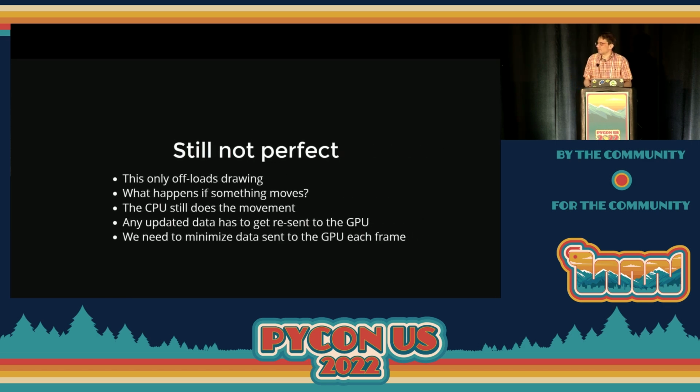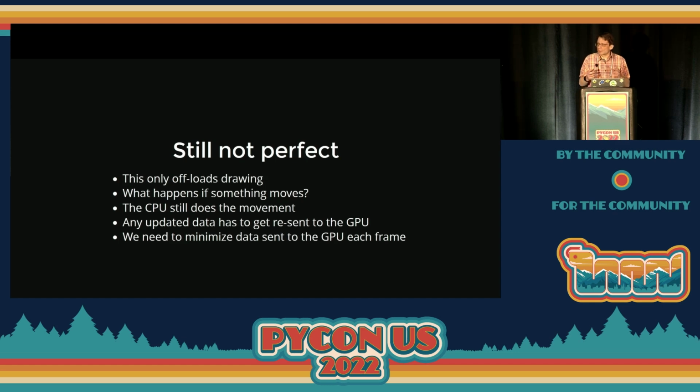But this still isn't perfect. This only offloads the drawing. After all, what happens if something moves? Because it's not a very exciting game if nothing moves. And the CPU still has to do the movement. And any updated data that you've got needs to be sent to the graphics card. And this is still much faster because instead of sending the image every time, the geometry of the object every time, all you're doing is sending updated XY coordinates. So this is still a definite improvement over doing things the old school way.